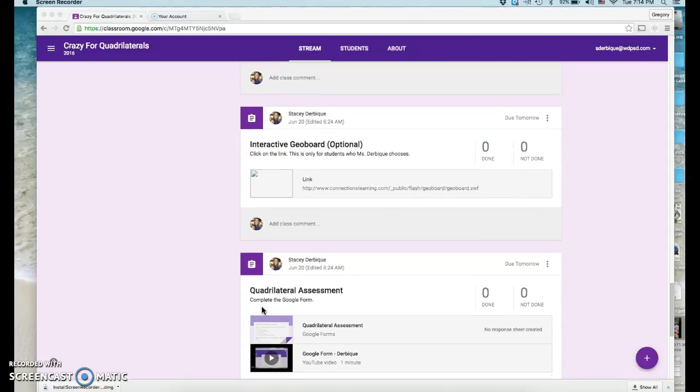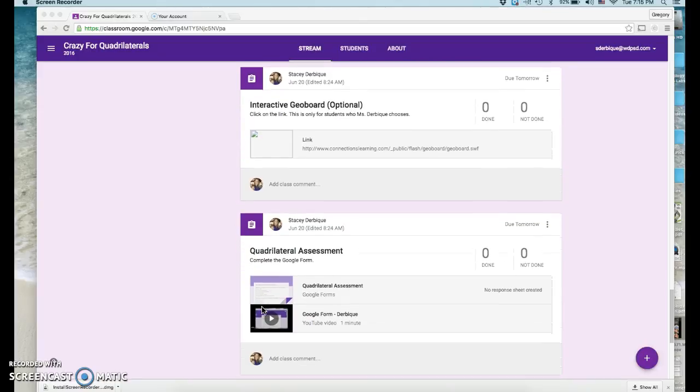From there, we have the quadrilateral assessment. It is a Google Form, and students have to click all things that apply to each different type of quadrilateral, and I have my YouTube screencast to go with it as well.